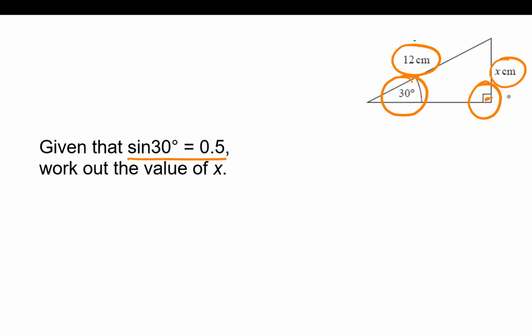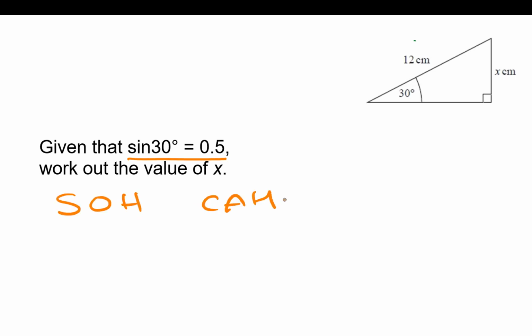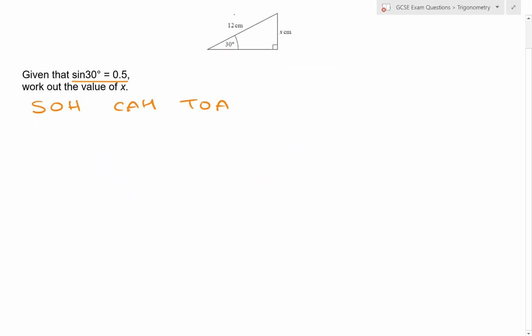Now which one are we going to use? Here we are already given sine 30 is 0.5, so that's a big clue that we need to use the sine ratio. If we were not given that, how do we identify which ratio to use? As we know, there are three trigonometric ratios, and the acronym is SOH CAH TOA. But first of all, label the triangle with the names of the sides. Opposite the right angle we have the hypotenuse. Opposite the angle given is the opposite, and next to the angle is the adjacent.